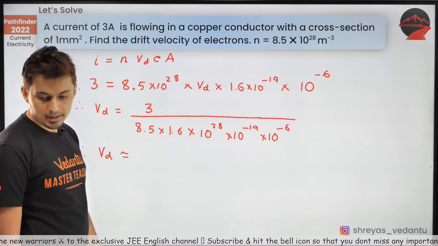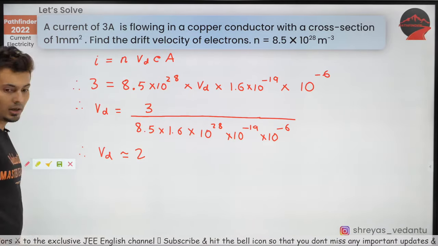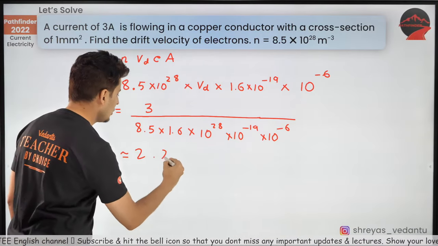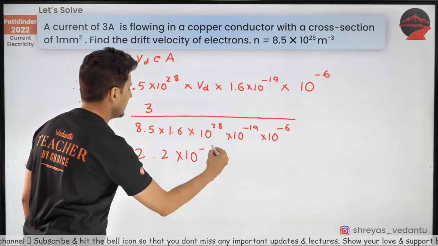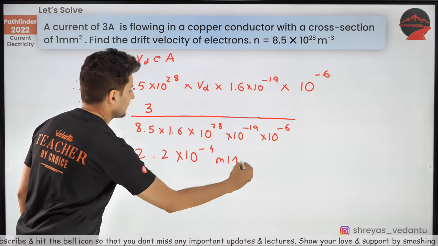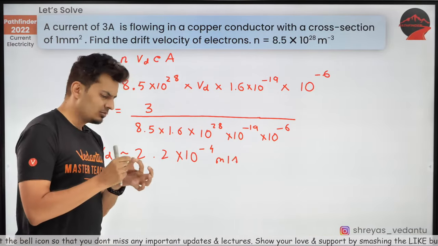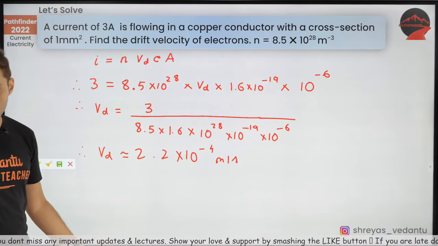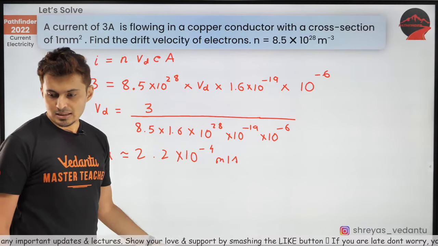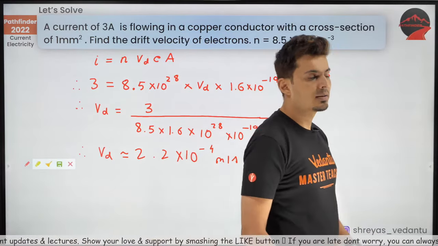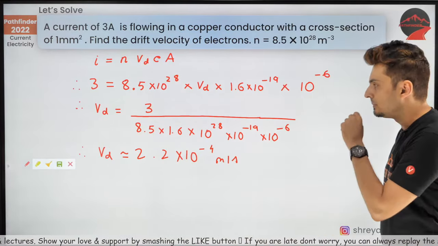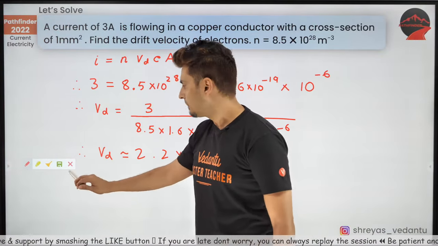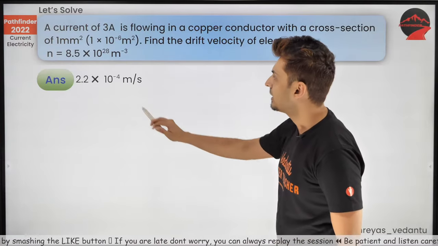Okay, yes. So the correct answer is, come on, 2.2. No, a lot of you got it wrong. 2.2 approximately into 10 to the power minus 4 meters per second. That's very small. Very slowly it moves. Yes, check it out, approximately this much. That's the answer. Okay, so just try it out.